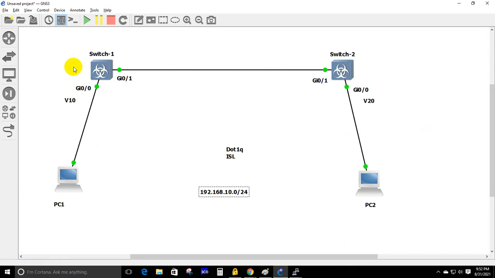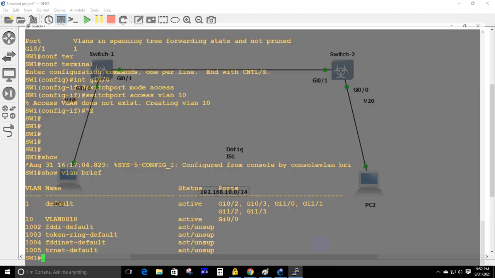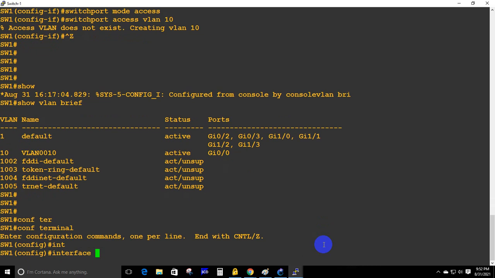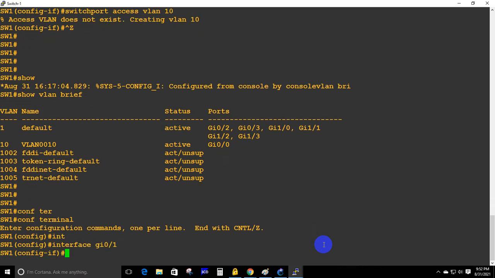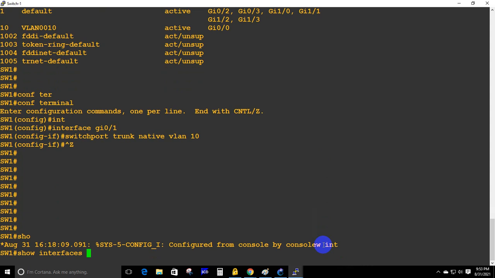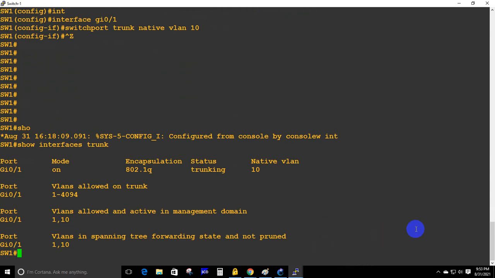Now I make VLAN 10 the native VLAN in switch 1 and VLAN 20 the native VLAN in switch 2. Configure terminal, interface GI 0/1, switchport trunk native VLAN 10. Okay. Show interface trunk. VLAN 10 becomes the native VLAN.